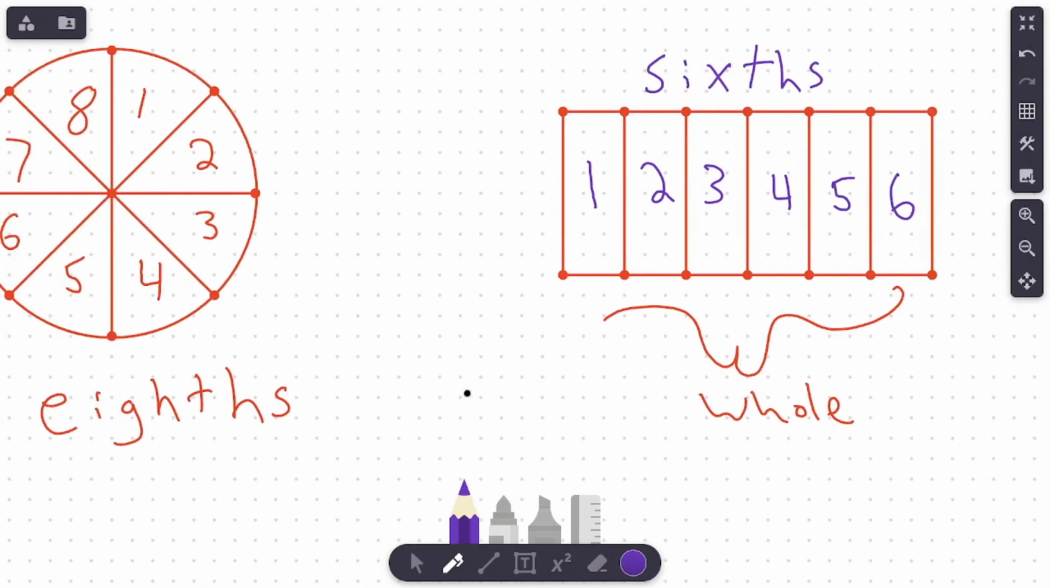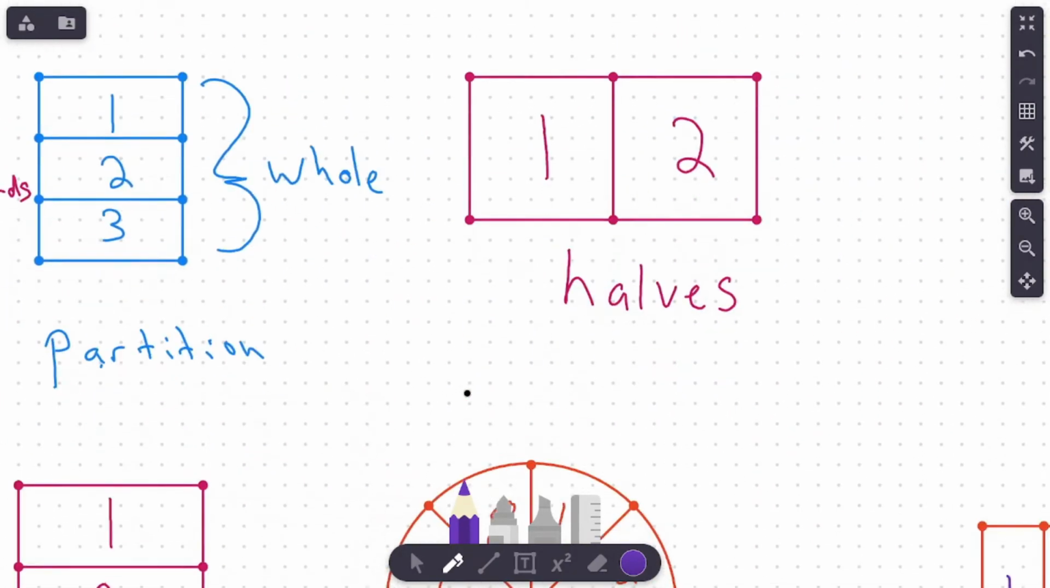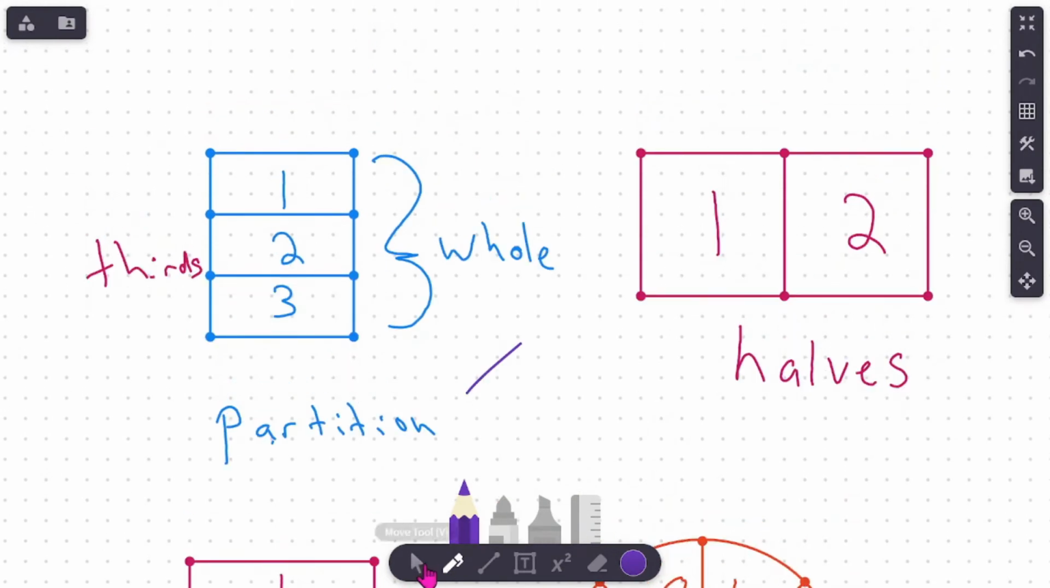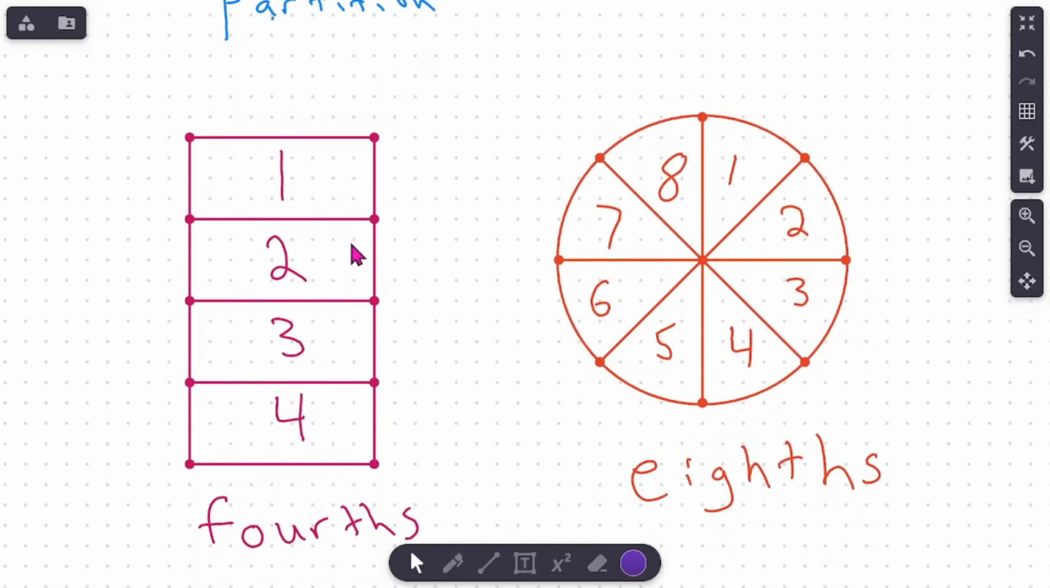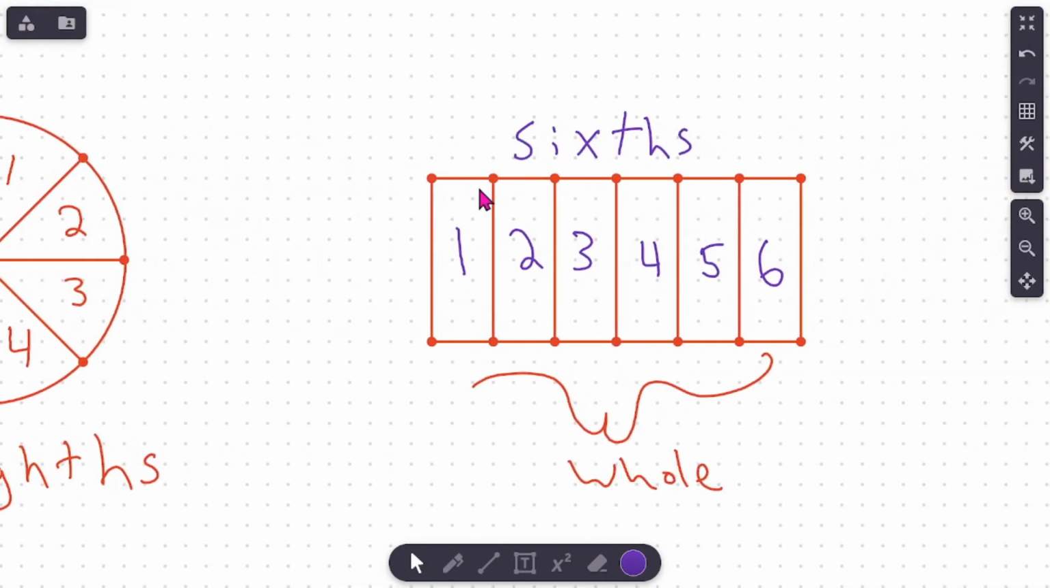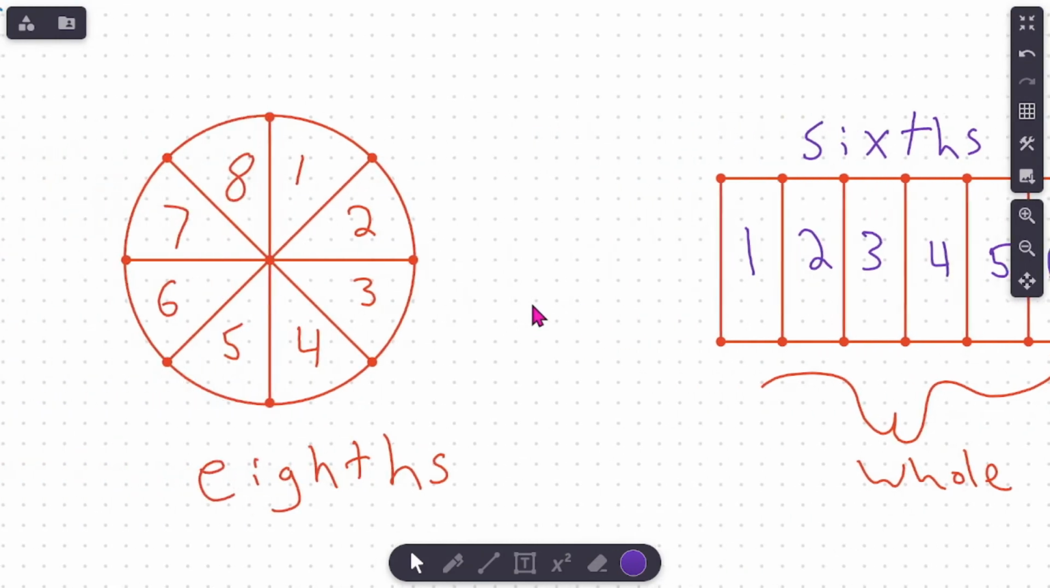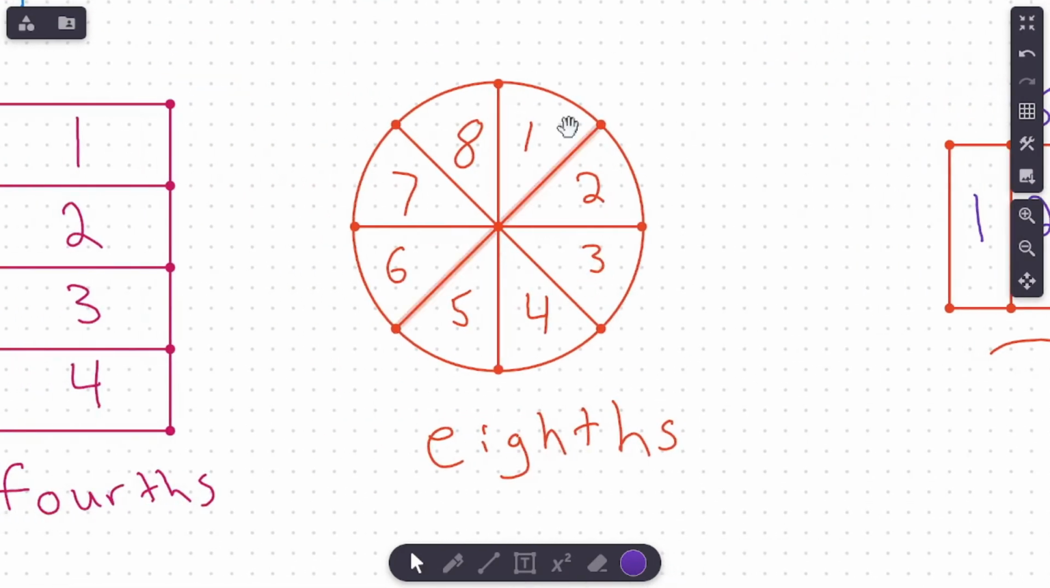Let's go all the way back to the beginning. When we have 2 equal groups, we divide it into halves. When we divide it into 3 equal groups, we have thirds. When we divide it into 4 equal groups, we get fourths. When we divide it into 6 equal groups, we get sixths. And when we divide it into 8 equal groups, we get eighths. And there are way more.